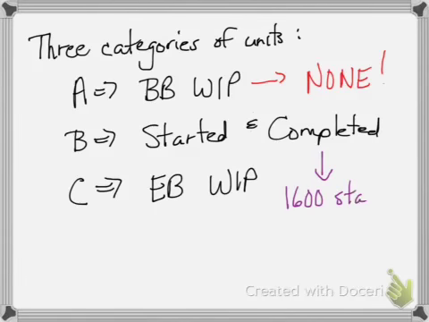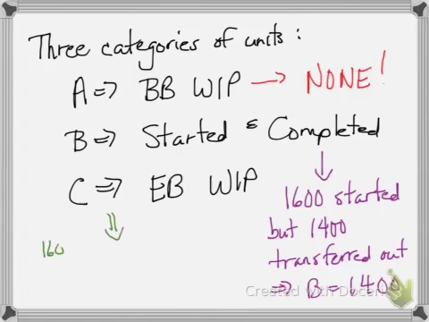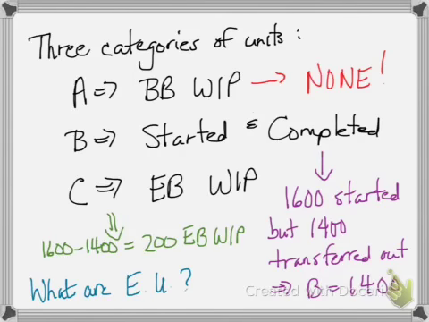So for this problem, there were no units in the beginning balance of work in process, so there's 0 equivalent units for A. In B, there were 1,600 units started and 1,400 units transferred out, so the ones that were started and finished are only the 1,400 units. And then that's where the 200 ending work in process units come in. If we started 1,600 but only finished 1,400, and there was no beginning inventory of work in process, then 1,400 were started and completed, and that leaves us 200 units that are in the ending balance of work in process.